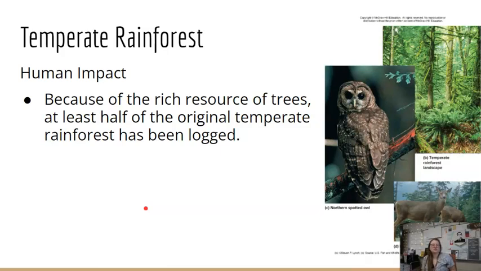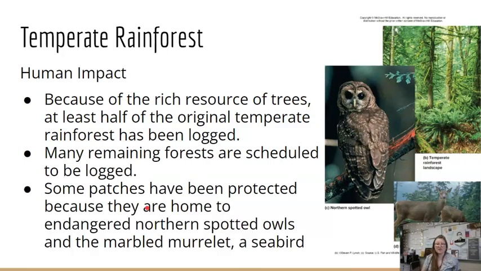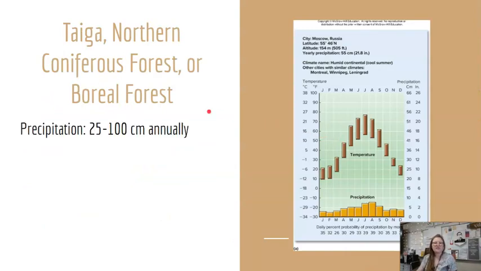Because of the rich resource of trees, at least half of the original temperate rainforest has been logged. Many remaining forests are scheduled to be logged or are actively being logged. Some patches have been protected because they were home to endangered northern spotted owls, this guy right here, and the marbled murrelet, a seabird.